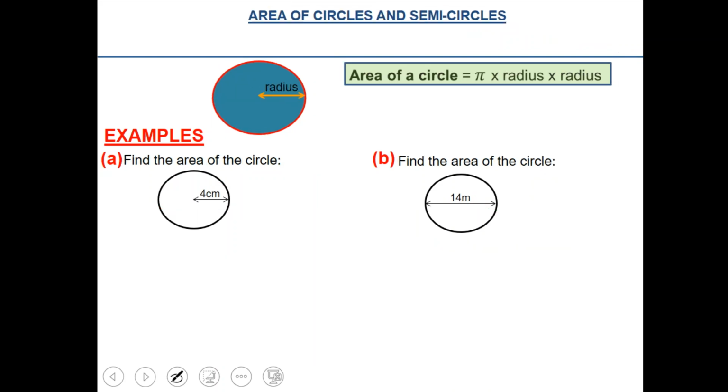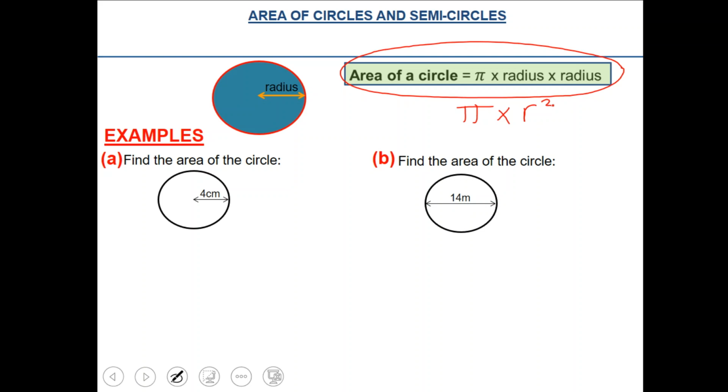Okay, so now what we're looking at is how to work out the area of a circle. The formula is given here. There are 2 ways you can write this formula. You can write it as pi times the radius squared, or pi r squared. So now we don't need the diameter, we need the radius.